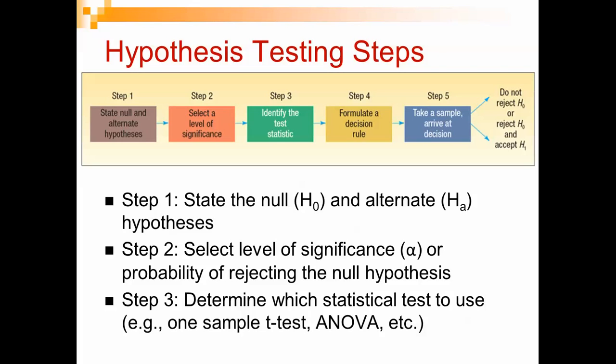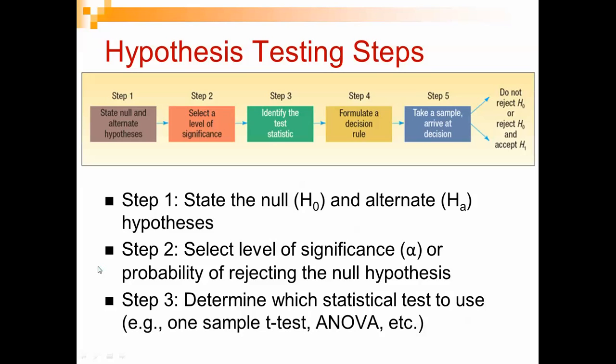And then in step two, we select the level of significance, or the probability of rejecting the null hypothesis. I equate that, or define that, as how much risk of a type 1 error, in other words, the probability of rejecting the null when it's true, are you willing to accept? And you can find more of this on page 335 of your text.